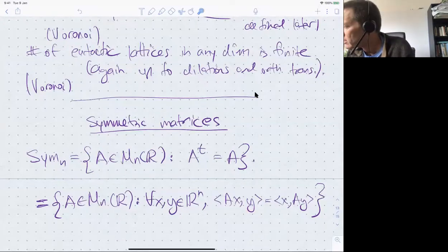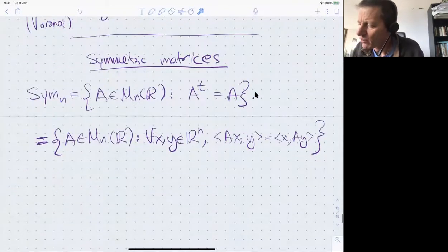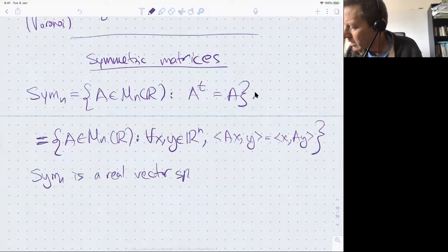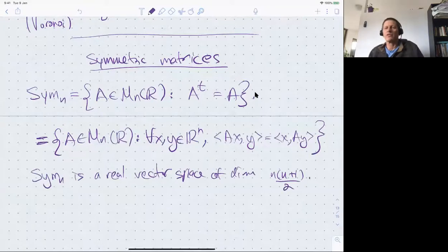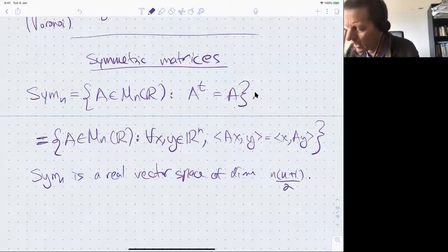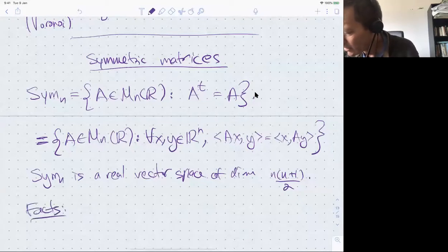being symmetric. So the space of symmetric matrices, I want to think about it as a vector space. So Sym n is a real vector space of dimension n times n plus 1 over 2, right? You have to fix the values of the matrix at all the diagonal entries and all the elements above the diagonal, and then the others are determined by the symmetry. So this is the number of possibilities. And facts about symmetric matrices.